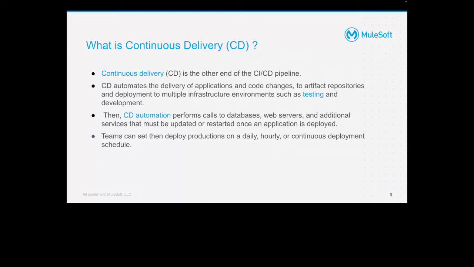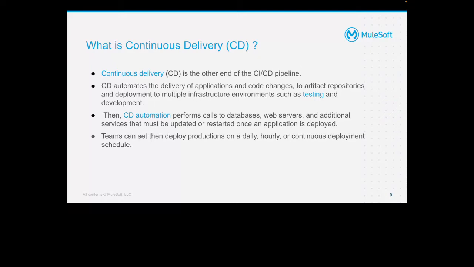So the next word that we know is continuous delivery. Okay. So when we say CD, you mean you're going to deploy it onto the environment, whichever it could be, right? Your RTF or CloudHub, any of that. So in our context, when we say continuous delivery, we mean delivery of the code, that is the deployment.